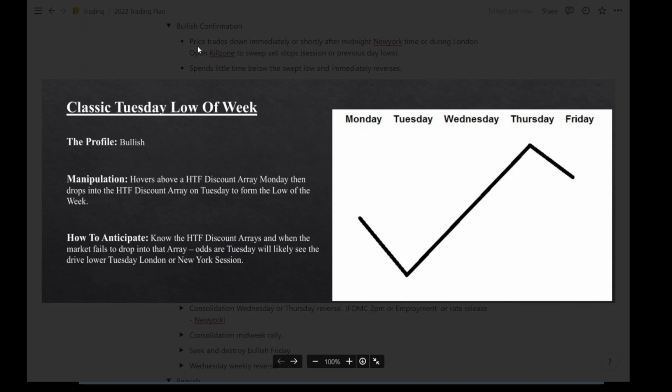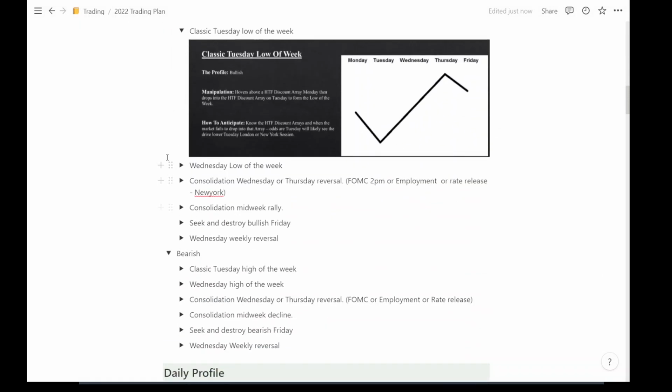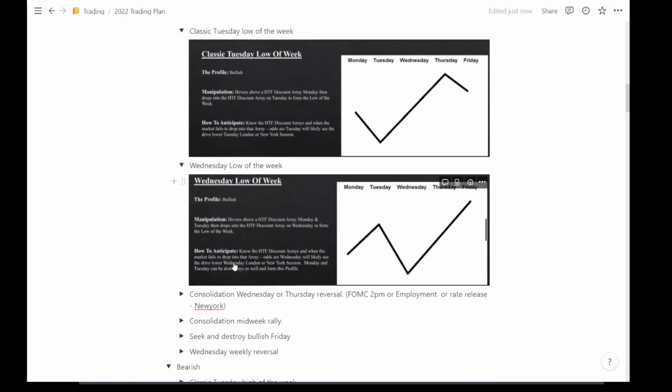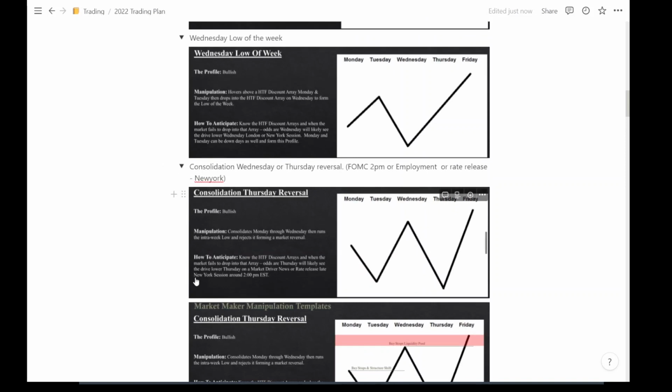So if I think that Tuesday is going to form the low of the week, I'm going to be looking at this profile. Generally you wouldn't know which one will play out. There are multiple profiles. There is Wednesday low of the week, there is Thursday, Wednesday. The profile could be like this.